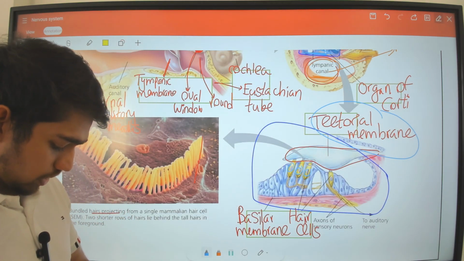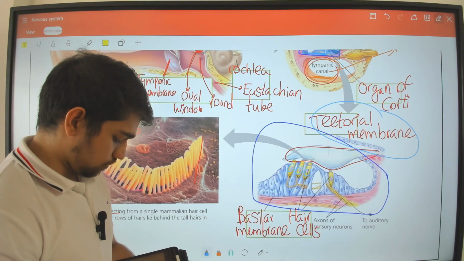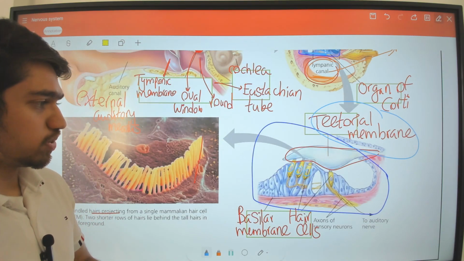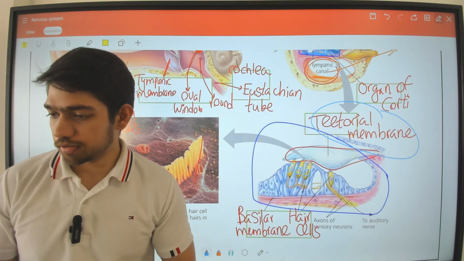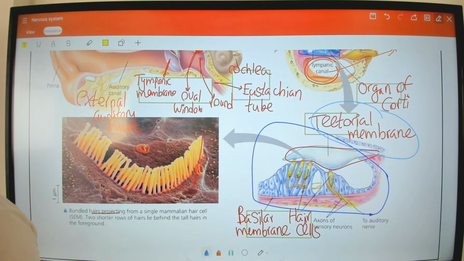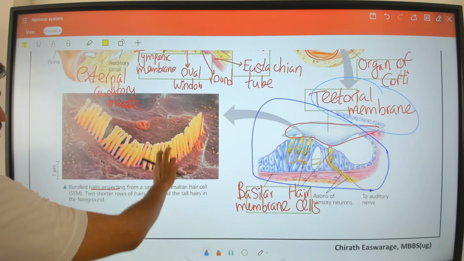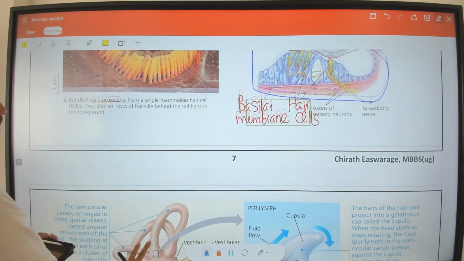Hair cells synapse with the dendrites of the sensory neurons that combine to form the auditory nerve, which transmits auditory information to the brain. Okay, that's what happens. Clear? Okay, so that is the hearing mechanism.